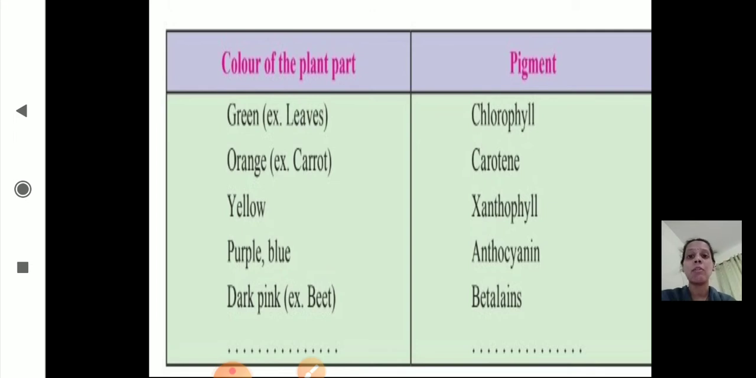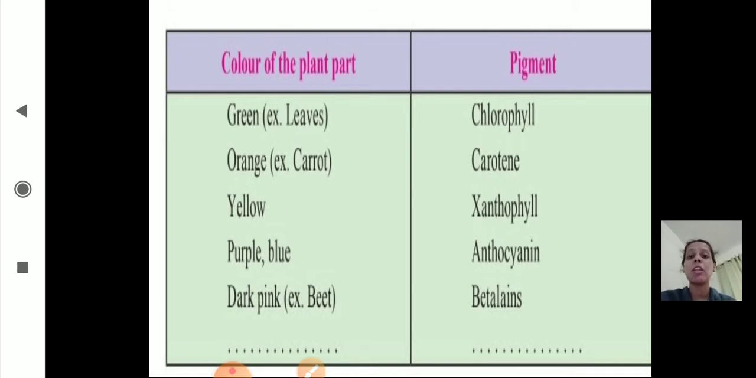The second one is carotene, that is orange color. An example is carrot. Because of the carotene pigment the carrots get orange color. The next pigment is xanthophyll. Because of the xanthophyll pigment the plant gets yellow color. Now the next one is anthocyanin. Because of the anthocyanin the plants get purple or blue color. And the last one is betaline. Because of the betaline the plant gets dark pink color. An example is beet.